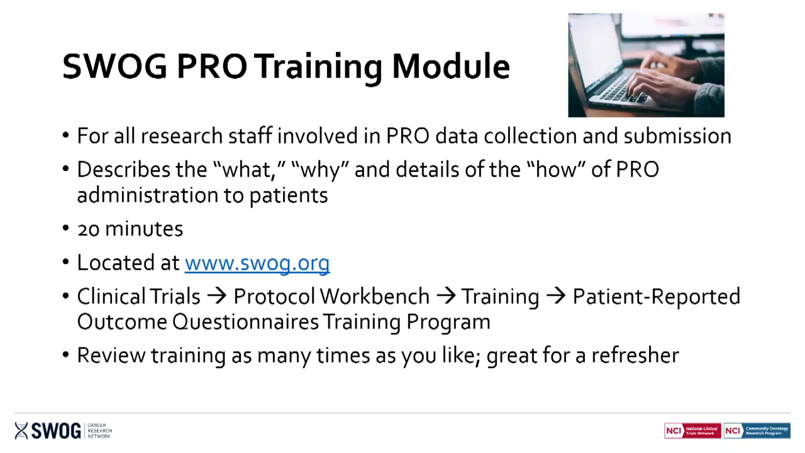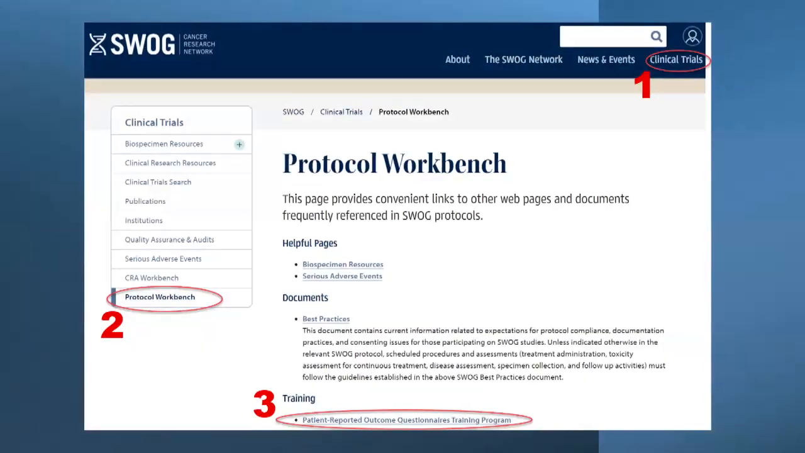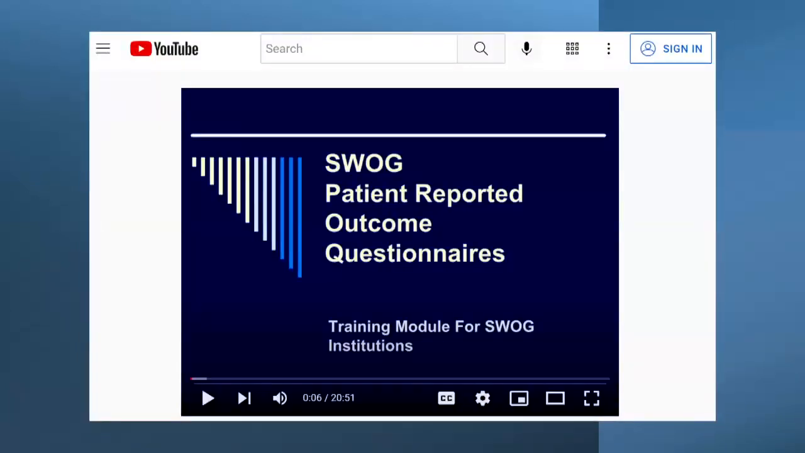It's about 20 minutes. It's narrated by Dr. Jamie Myers, and it's located on SWOG.org under clinical trials, protocol workbench, training, patient-reported outcome section. And here's how you would navigate to that area. There's so many parts of the SWOG workbench that even I'm still discovering. So there's an overabundance of information on there, and one of them includes the training for this really important role. And here's just a screenshot of the training.